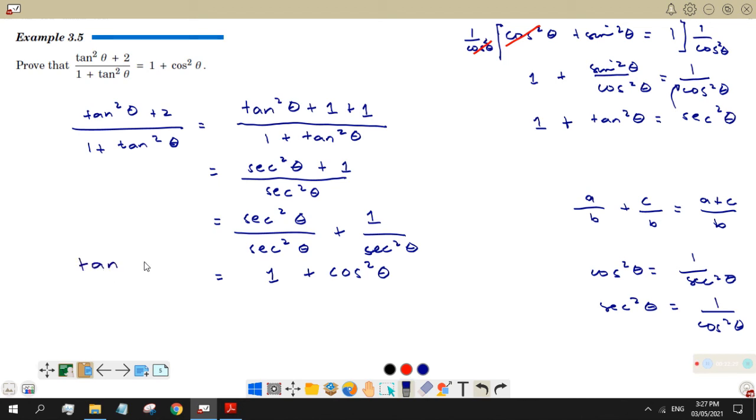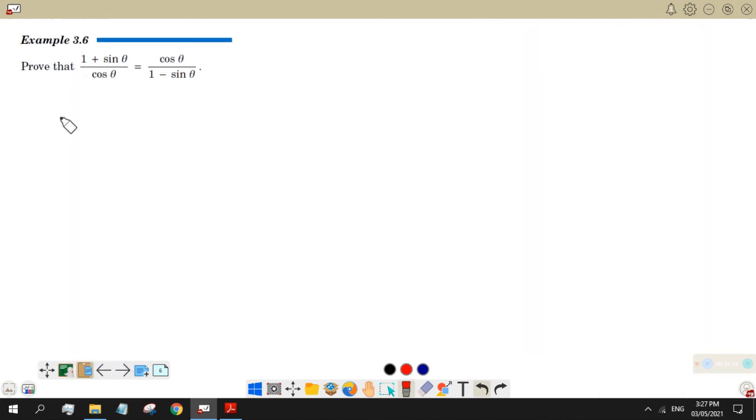Again, we have proven that the left-hand side and right-hand side are both equal. So, yan! Meron tayong na-prove na maayos. The left-hand side and the right-hand side are both equal. So, hopefully, nakakasunod. Now, let's go to this part.